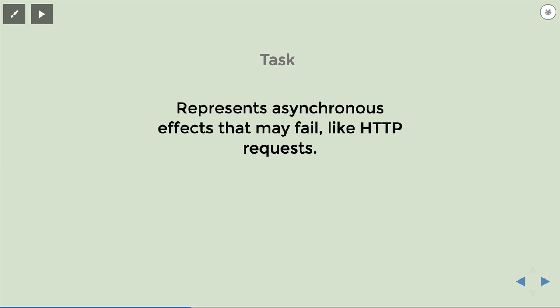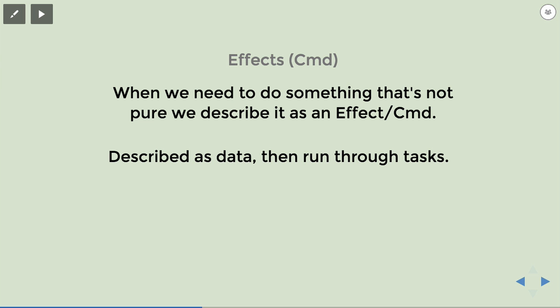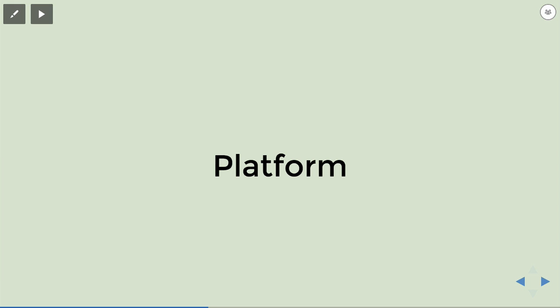Tasks. Tasks represent asynchronous effects, and they may also fail, like HTTP requests. If you want the runtime to execute a task that may fail, you put it in a task. Then effects, which are now called commands. When we need to do something that's not pure, we describe it as an effect, or now as it is called, a command. It is a data description of what the effect is, and then you pass it to a task, which we just mentioned.